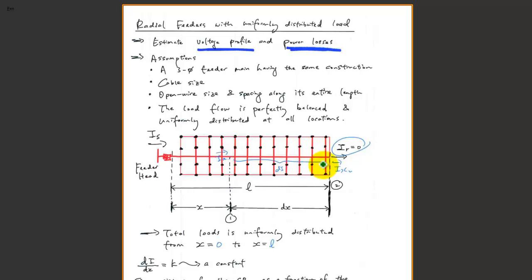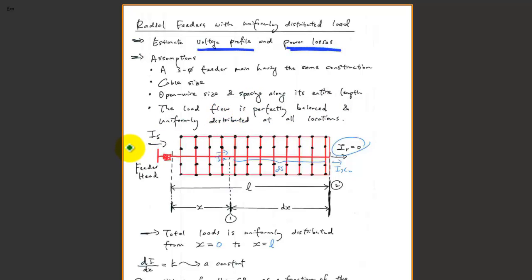is we have to assume that the feeder is three-phase, because it always will be, and then the cable size, what kind of cable size will be, and the open wire size and the spacing between the entire feeder is assumed. The other thing that may not seem realistic, but since the feeder is not there, why not just assume that the load flow is perfectly balanced and uniformly distributed at all locations. So uniformly distributed is the keyword.